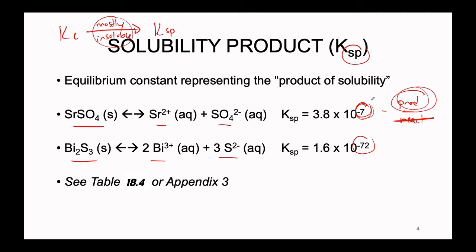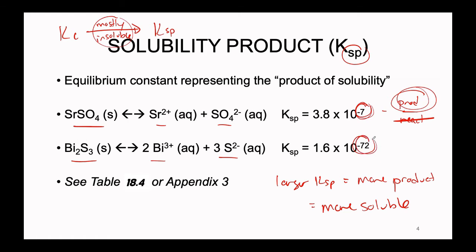A larger Ksp means more relative product. And in this case, the product that we're looking at in both cases is ions that have been dissolved in solution. So a larger Ksp is also going to mean that your quote-unquote mostly insoluble solid is more soluble. We can dissolve more strontium sulfate in water than we can bismuth sulfide.